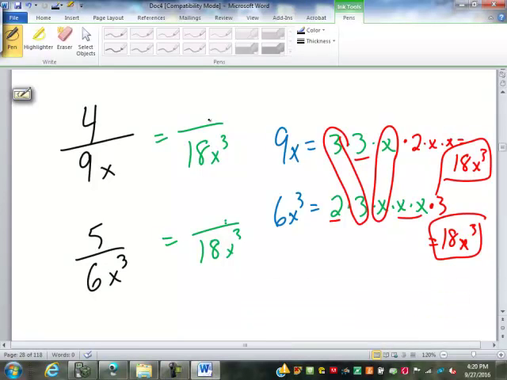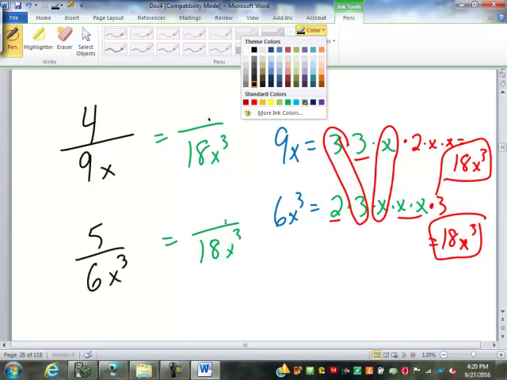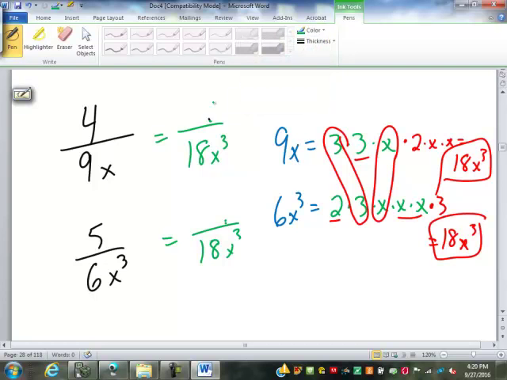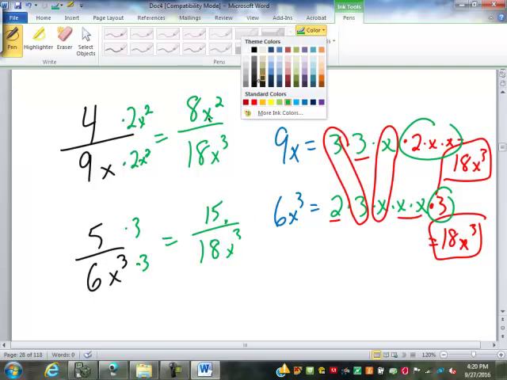So what's this become up here? 8 what? X squared. Good. I had to multiply by 2x and x, so by 2x squared. So 4 times 2x squared makes 8x squared. What's this become here? 15. I just had to multiply by 3 here. So times 3 and times 3 makes 15. Any questions?